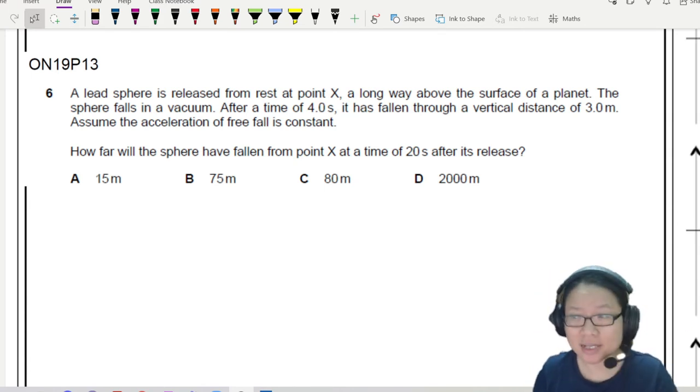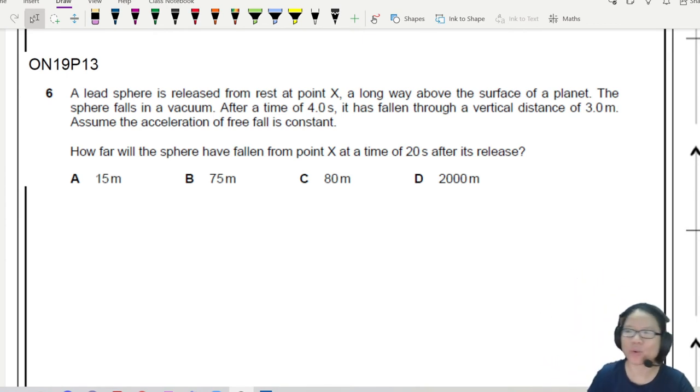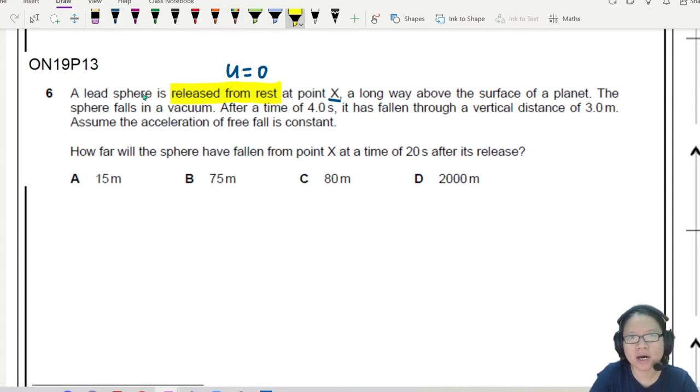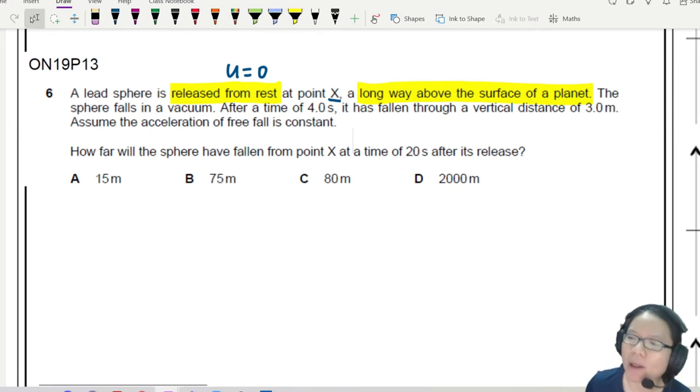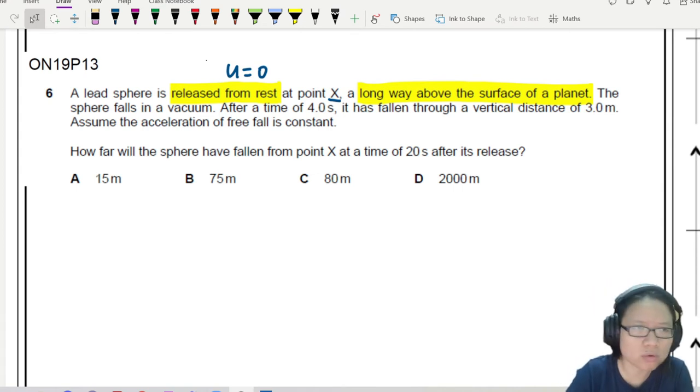But in this example, we are going to look at something on a different planet. Let's look at this. A lead sphere is released from rest. I'm harvesting information. Here, u is equal to 0 at point X, a long way above the surface of a planet. Did they specify what planet this is? They didn't, right? They didn't say, is this planet Mars? Is it Earth? Don't know. So basically, I don't know what the gravitational acceleration is.